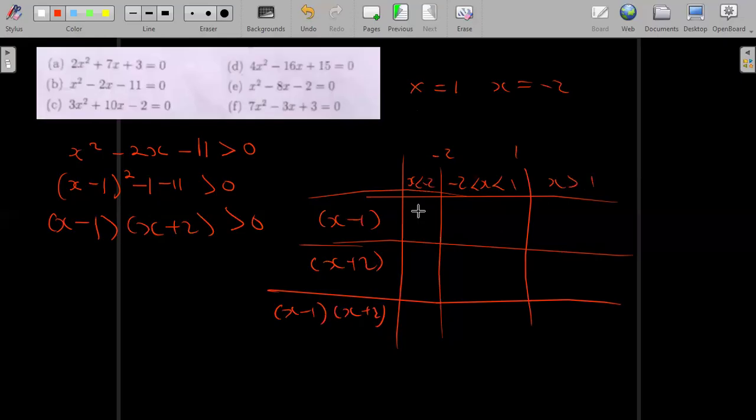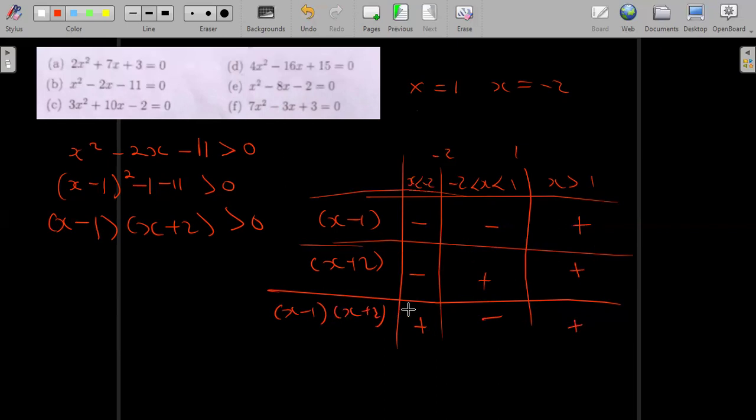So pick out a value less than -2. Let's say -3. You plug it in there, you get a negative. Plug it in here, you get also a negative. But negative by negative gives you a positive. In between, let's say 0. We put 0 there, you get a negative. Put 0 there, you get a positive. Multiply these two, you get a negative value. Here, greater than 1, let's say 2, you get a positive, you get a positive. Positive by positive gives you a positive.